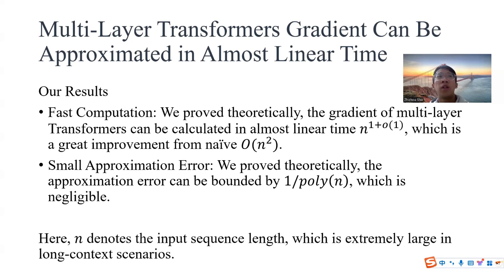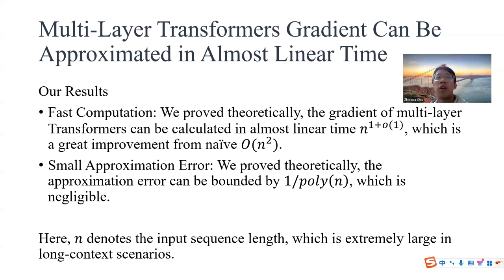I would like to first introduce our two main results. The first result is about fast computation. We have theoretically proved that the gradient of a multilayer transformer can be calculated in almost linear time, which is n to the power of 1 plus small o(1), a great improvement from the naive n squared time.